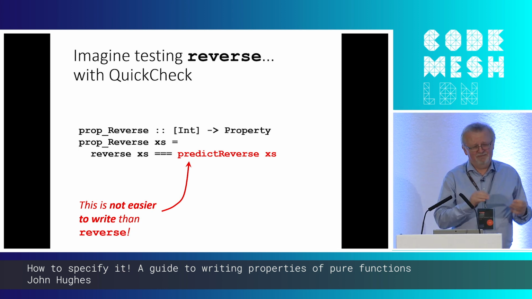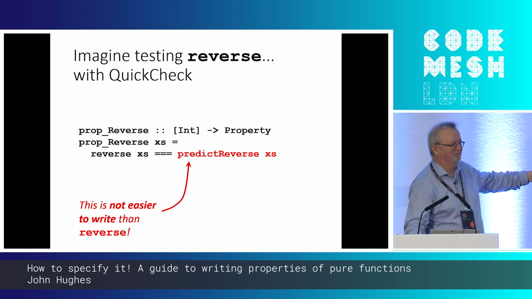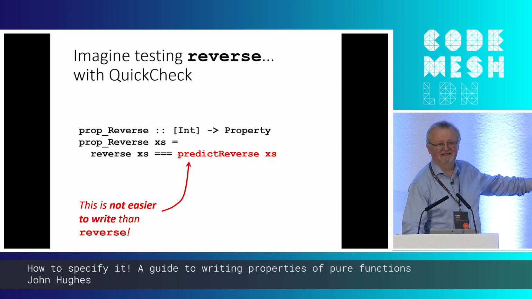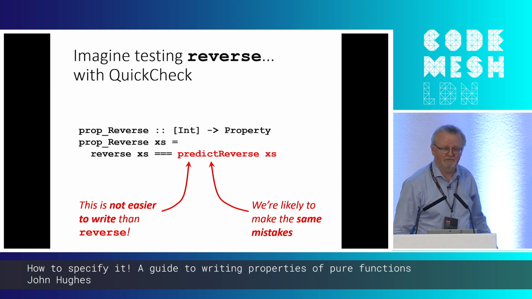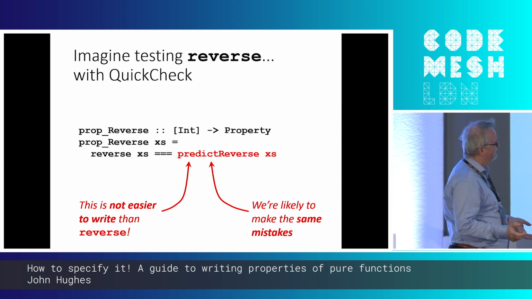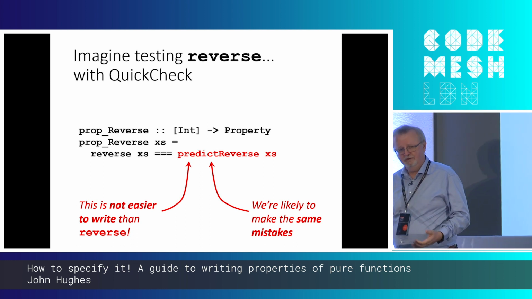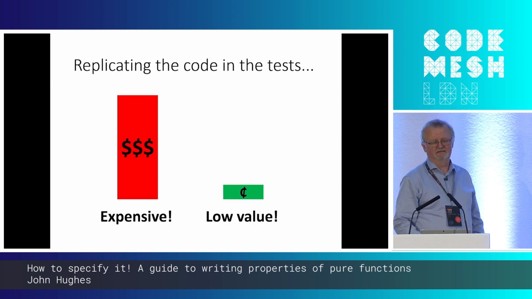And that is bad. It's not only a waste of effort, but also, if I made a mistake programming the reverse function, what are the chances that I make the same mistake when I program the prediction? Very high, right? And so this is a trap that it's easy to fall into when you use QuickCheck. And you end up replicating the code in the tests.